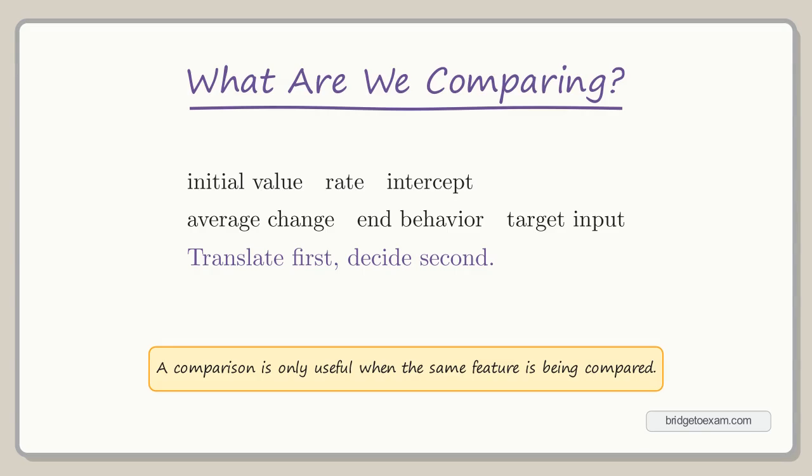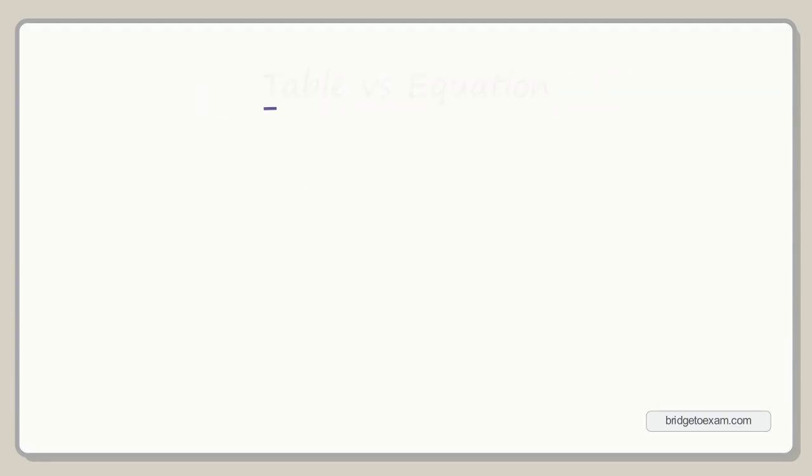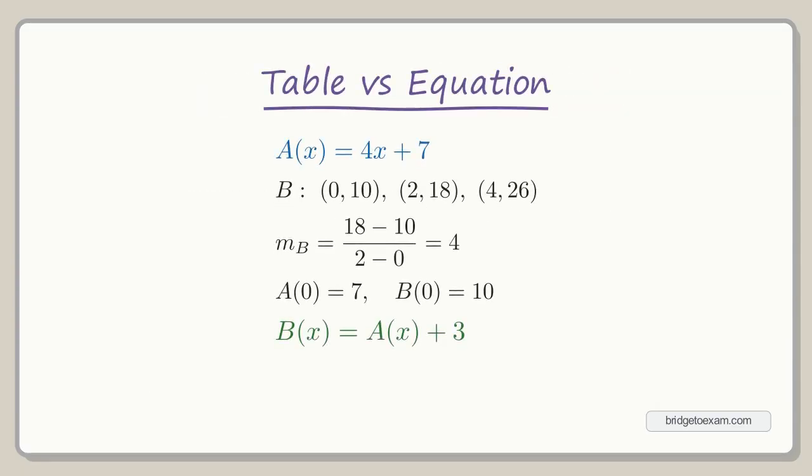Comparison problems ask you to identify the feature that matters: starting value, rate, intercept, average change, end behavior, or a target input. Function A is 4x plus 7.